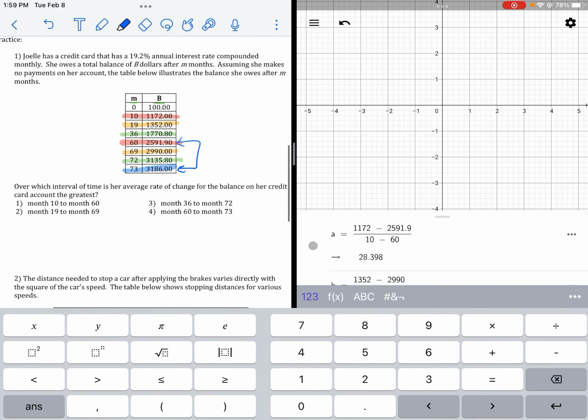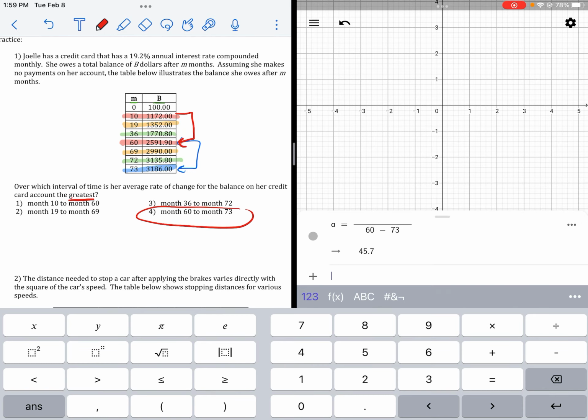In order to answer this question, I highlighted choice 1 in red, the 2 points, choice 2 in orange, then green, and then blue. I already put them all in the calculator, so I didn't have to do it while being recorded. For choice 1, I subtracted the y's, the 1172 minus the 2591, and divided by 10 minus 60, and so on. I did that for each choice, and at the end I found that choice 4, 45.7, was the greatest rate of change.